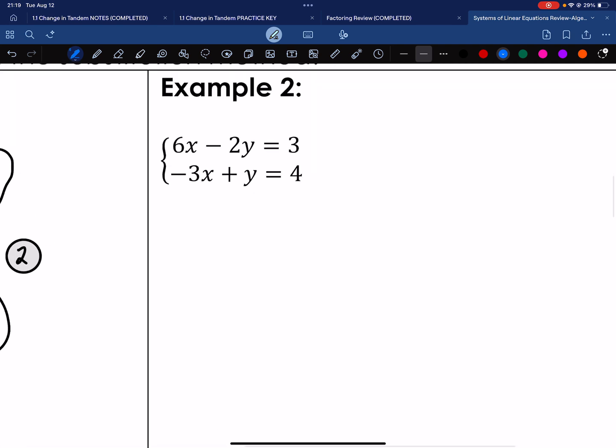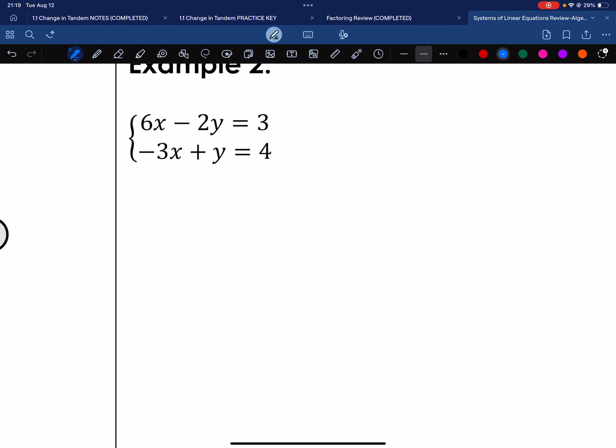Okay, so here we go. Step 1, we want to solve for a variable. We find what's by itself. That is this y right here. So to solve for this y, we're going to add 3x to both sides. So that would give us y is equal to 4 plus 3x. Now that we solved for one variable, we can take that and plug it in to the first equation.